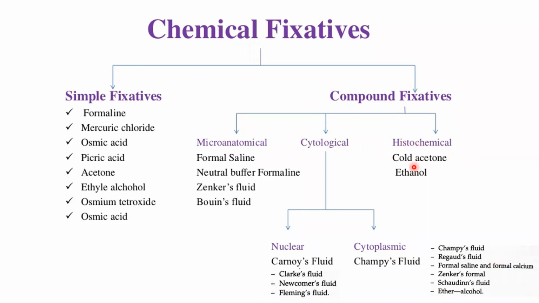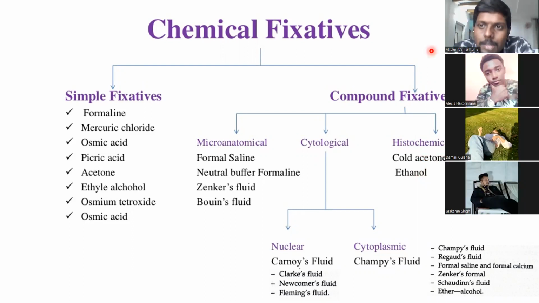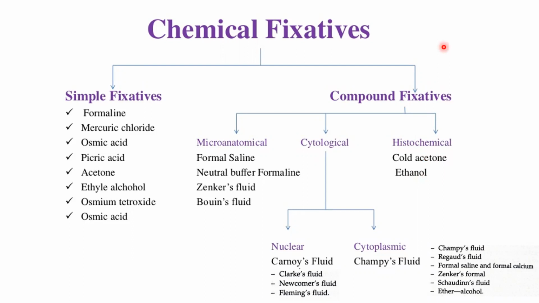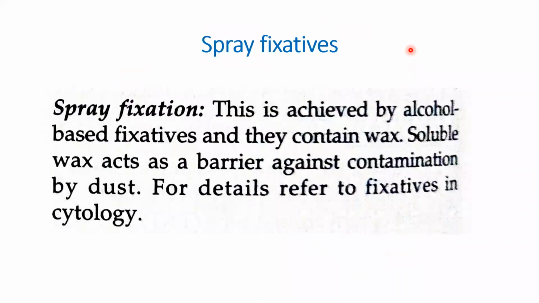Last and final are the histochemical fixatives, which we will extensively use in immunohistochemistry. What are those? Cold acetone and ethanol. Both are extensively used in the freeze drying technique. So in the freeze drying method of fixation, we will use cold acetone and ethanol. They are the primary fixatives that we will use in immunohistochemistry. So let us see what these two are.